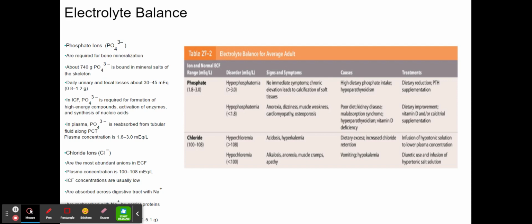In the ICF, chloride concentrations are usually low. Chloride ions are absorbed across the digestive tract together with sodium ions. Several carrier proteins along the renal tubules reabsorb chloride with sodium. The amount of chloride loss is small. A gain of 48 to 146 milliequivalents per day will keep pace with the losses in urine and perspiration.